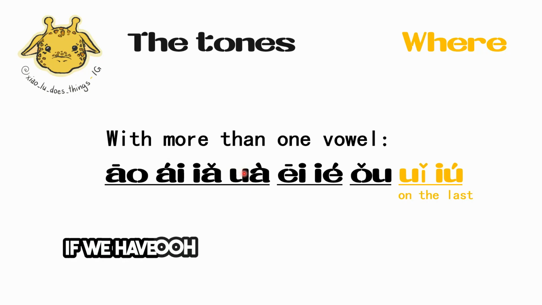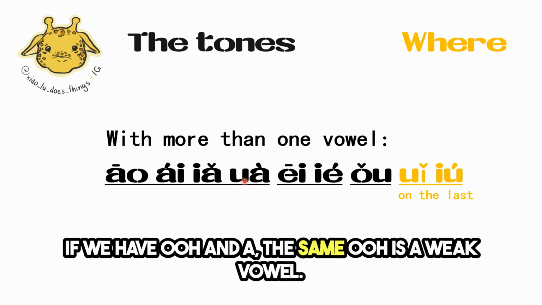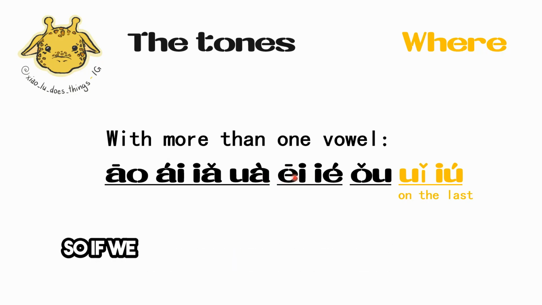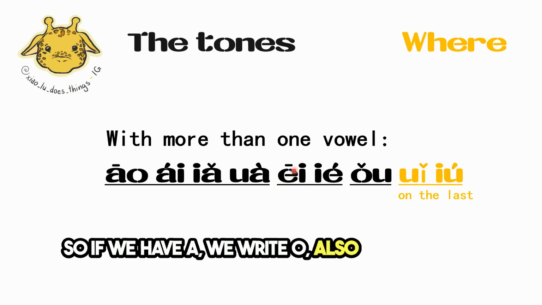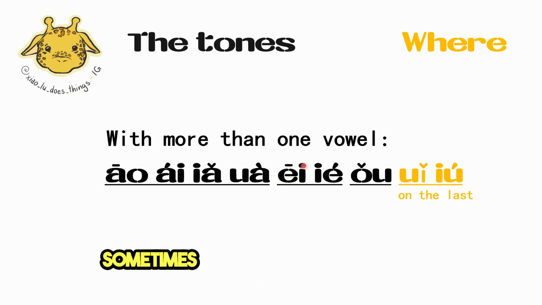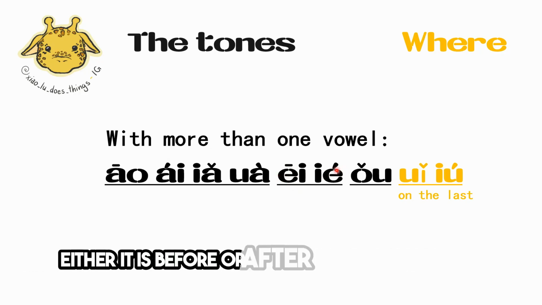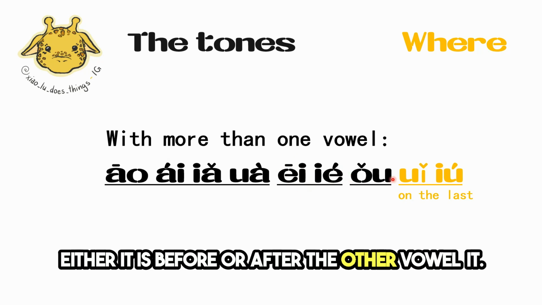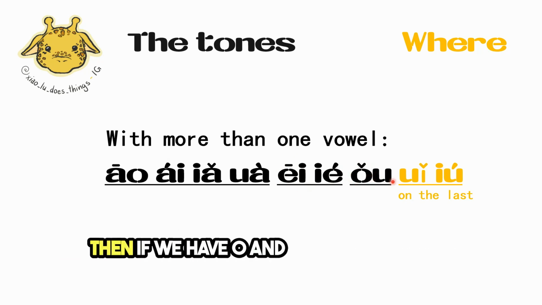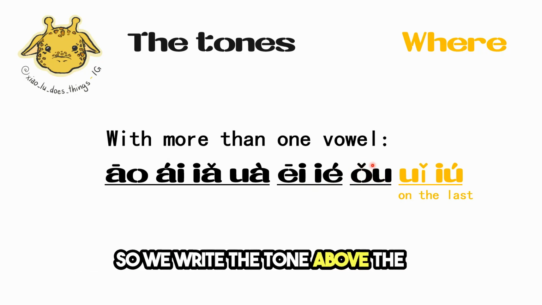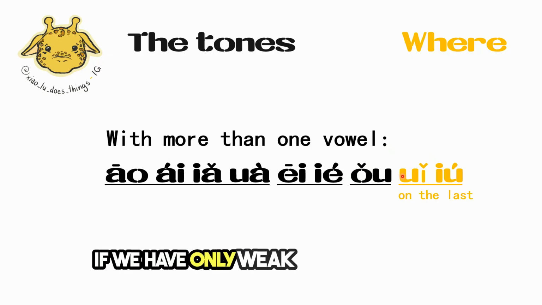If we have first U and A, the same, U is a weak vowel, so we write the tone on A. The same is for the E, so if we have E, the tone goes above it, either if it is before or after the other vowel. Then, if we have O and U, O is the middle, U is weaker. So we write the tone above the O. If we have only weak vowels, we then write the tone on the last vowel, either the I or the U.